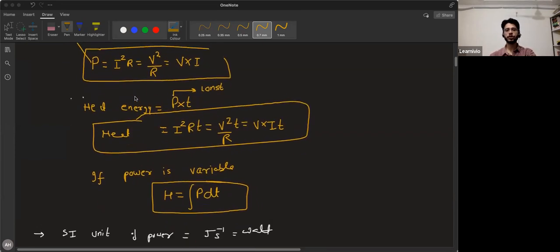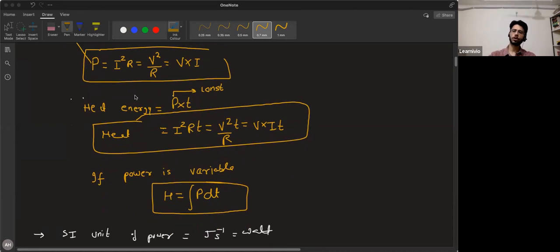And then just write the unit of power. It's joules per second, or watt. It's energy by time, so it's joules per second. Yes, written.